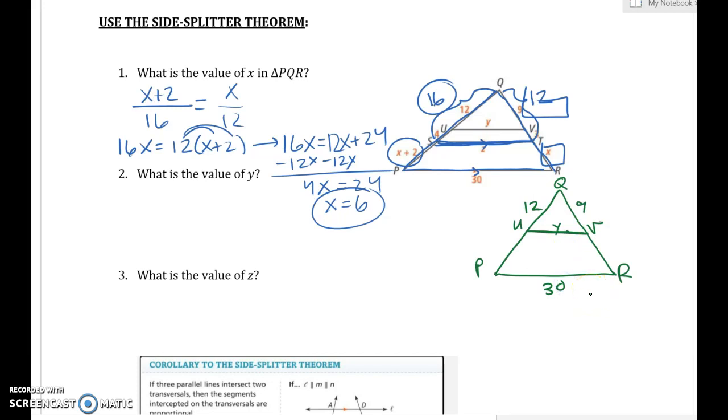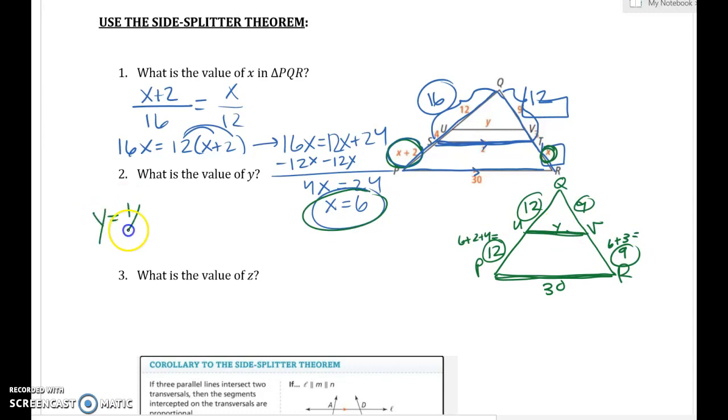We know PR is 30. And then since we already know X is 6, PU right here will be X plus 2, which is 6 plus 2, plus another 4, which is 12. And then VR over here will be X, which is 6, plus 3, which is 9. So now what we have is 12 and 12 and 9 and 9. So we can use the triangle midsegment theorem, which told us that whatever this is, this will be half of it. So Y will be 1/2 of 30, which is 15.